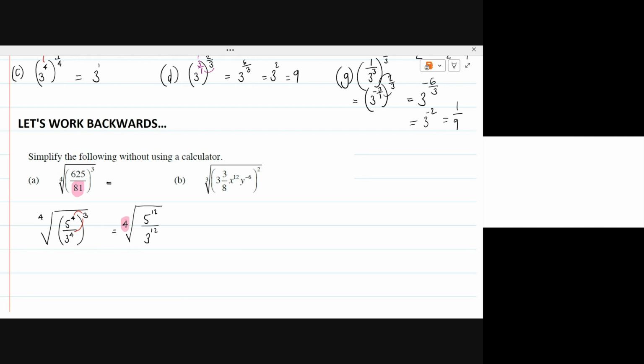Now, remember, this is the fourth root. I know that I can rewrite the fourth root as 1 over 4, right? Because the same way the square root of x is x to the half, that means the fourth root of x would just have to be x to the power of 1 over 4. So we're going to rewrite it like that. Okay, so we're going to take this and we're going to go 5 to the power of 12 over 3 to the power of 12, all of this to the power of 1 over 4.